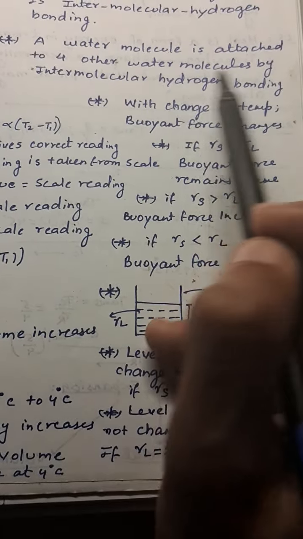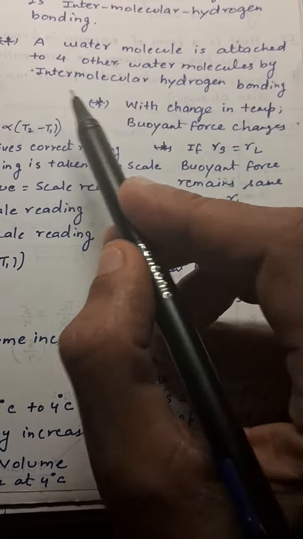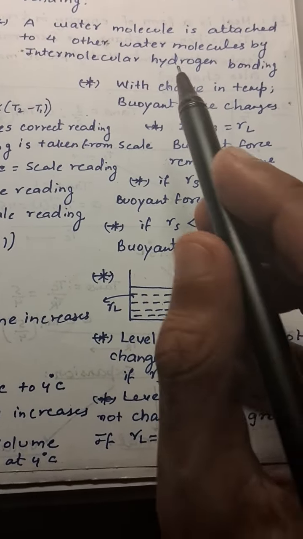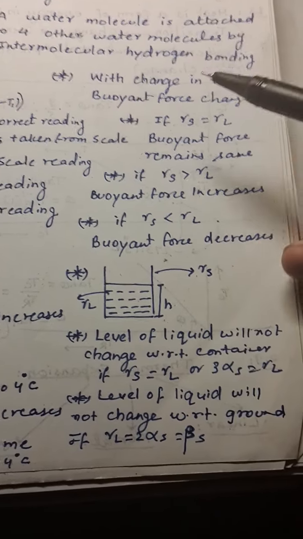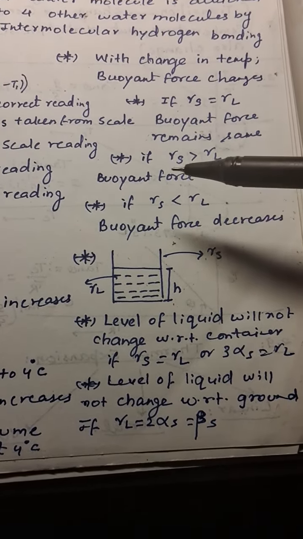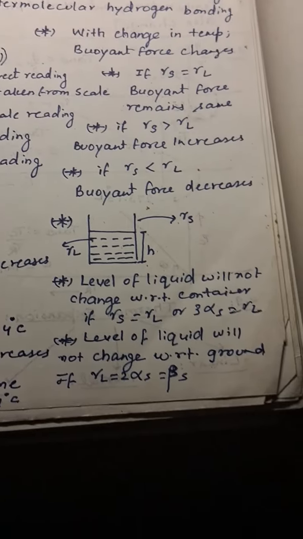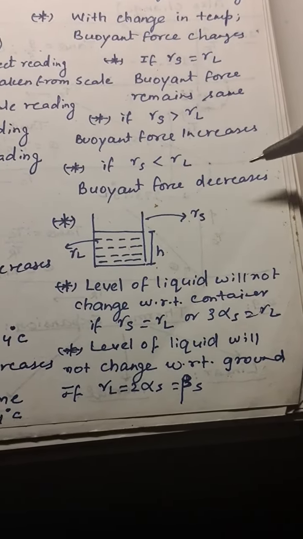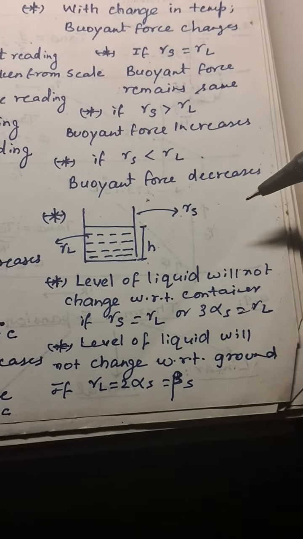Another thing is, a water molecule is attached to 4 other water molecules by intermolecular hydrogen bonding, and with a change in temperature, obviously the buoyant force changes. The relation is that if gamma solid is equal to gamma liquid, buoyant force remains the same, whereas if gamma solid is greater than gamma liquid, buoyant force increases, and if it is less, buoyant force decreases.